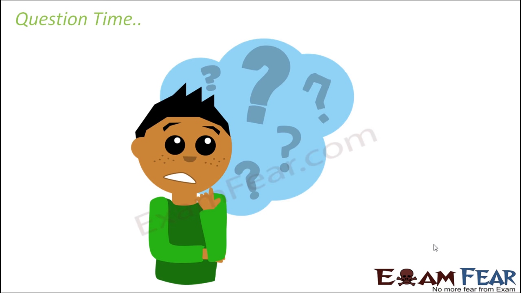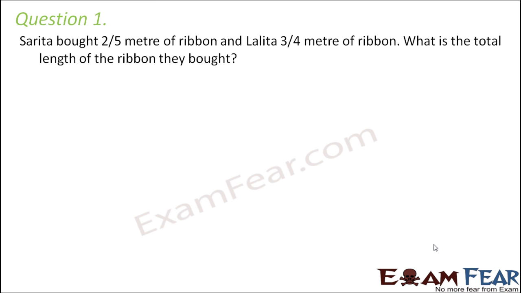So based on the addition and subtraction of fractions, we will solve a few questions. Question number 1. Sarita bought 2 by 5 meter of ribbon and Lalita 3 by 4 meter of ribbon. What is the total length of the ribbon they bought? So Sarita bought 2/5 and Lalita bought 3/4. So total how much did they buy? So total would be 2 by 5 plus 3 by 4.